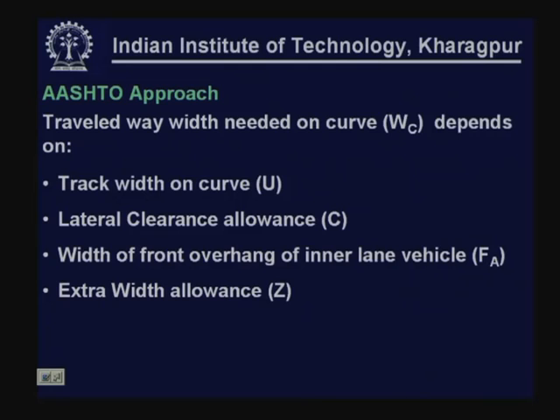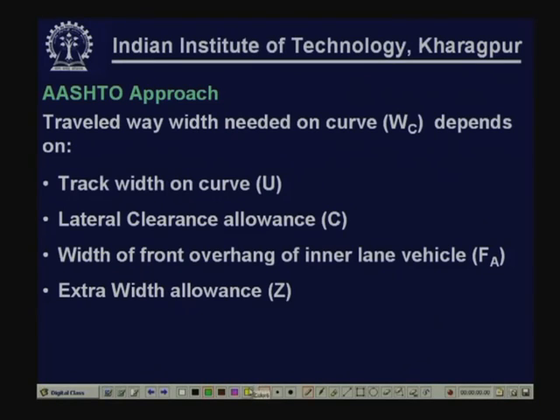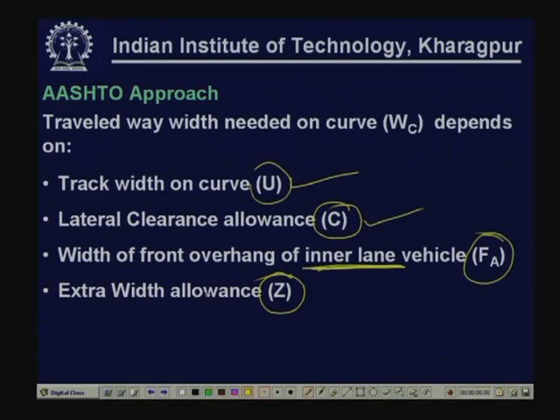As per AASHTO approach, travelled way width needed on curve is normally denoted as WC. It depends on a number of factors, on a number of aspects. One, track width on curve, how much track width is required, this is denoted by U. Then it considers the lateral clearance allowance C. It depends on the width of front overhang of inner lane vehicle, carefully observe this part, denoted as FA, and also the extra width allowance.